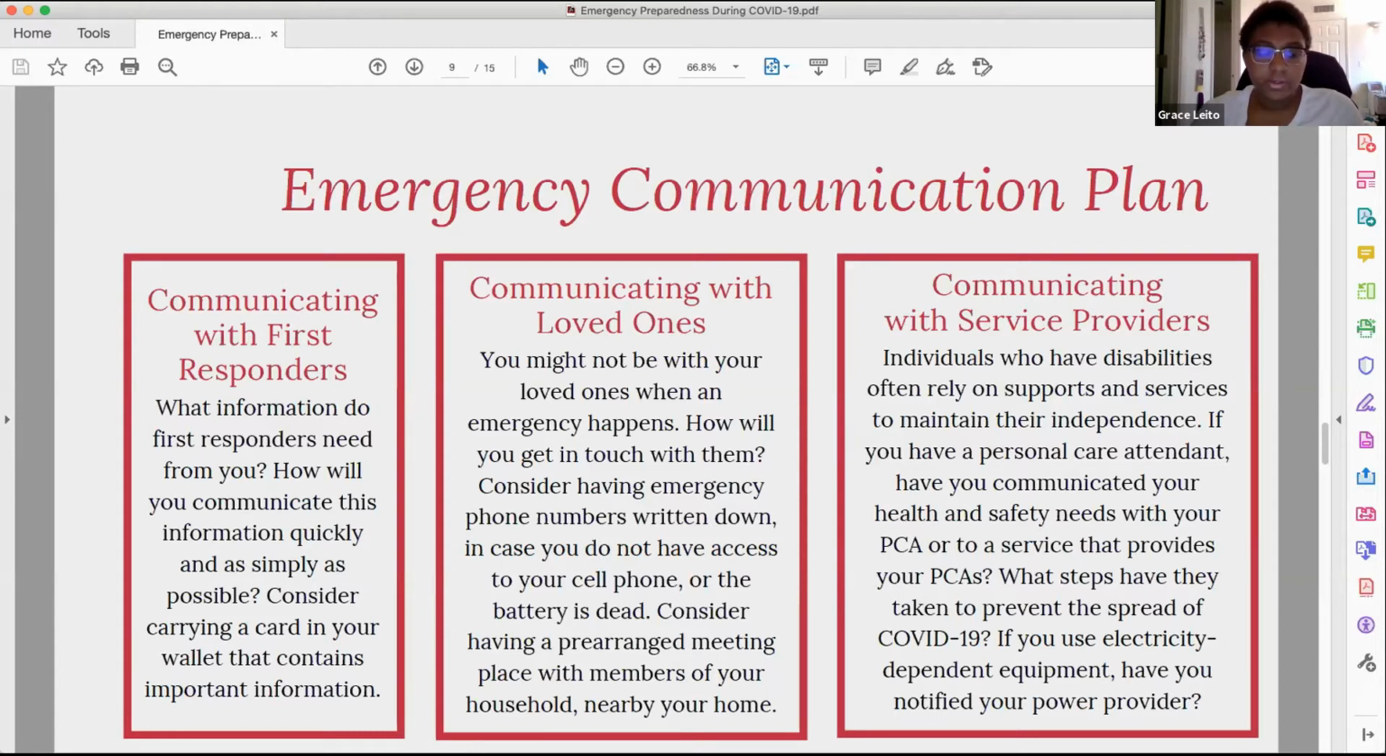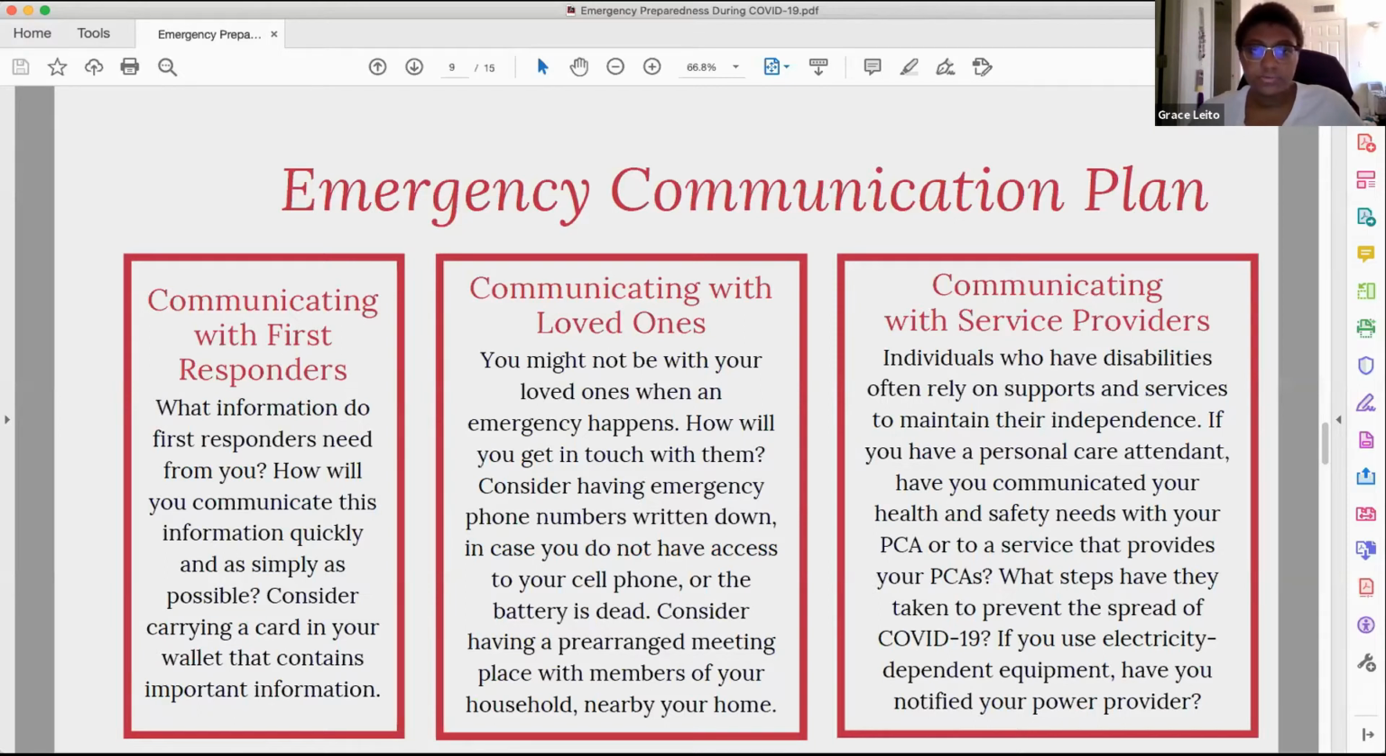Consider carrying a card in your wallet that contains important information. So when communicating with first responders, I find that carrying a card can be very useful. My mom has an emergency card in case she experiences a seizure, so that they know about her condition and what medication she uses and things like that.